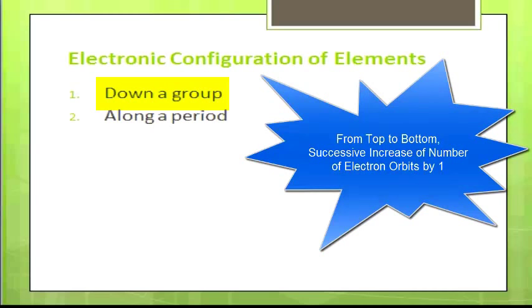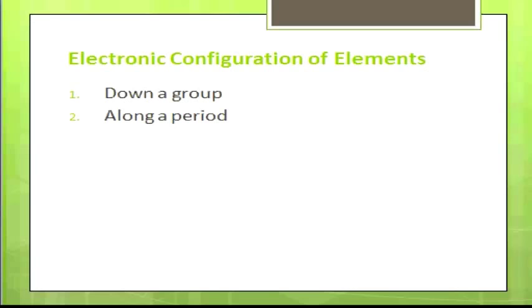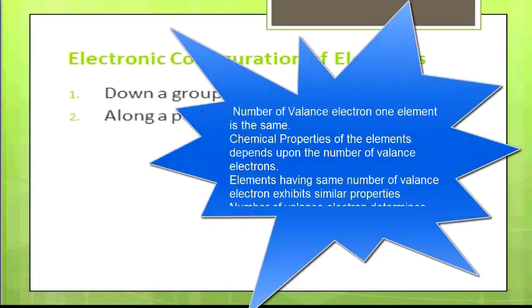On moving down a group from top to bottom, there occurs successive increase of number of electron orbits by 1. So in group 1 elements, lithium has 2 orbits of electrons, sodium has 3 orbits of electrons, that is KLM shells, and potassium has 4 orbits of electrons, KLMN shells, and so on. The number of valence electrons in all group 1 elements is the same.